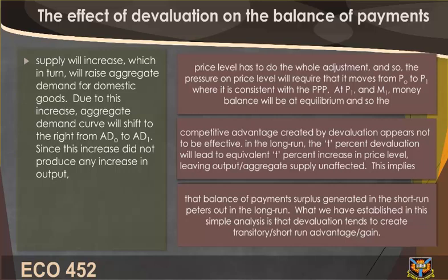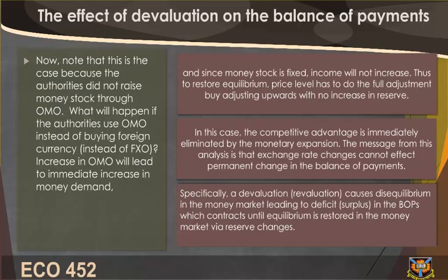Now, note that this is the case because the authorities did not raise money stock through OMO. What will happen if the authorities use OMO instead of buying foreign currency? Increase in OMO will lead to an immediate increase in money demand, and since money stock is fixed, income will not increase. Thus, to restore equilibrium, price level has to do the full adjustment by adjusting upwards with no increase in reserve. In this case, the competitive advantage is immediately eliminated by the monetary expansion.